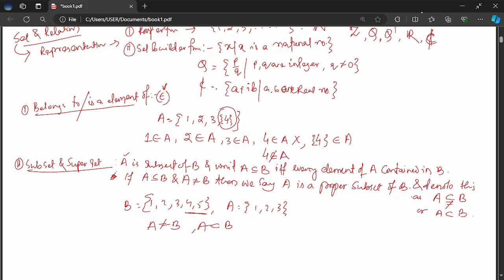And superset is another way of writing subset. Similarly, if A is a subset of B, I say B is a superset of A. This is just the same thing. Now, what is an equal set? Equality of sets.